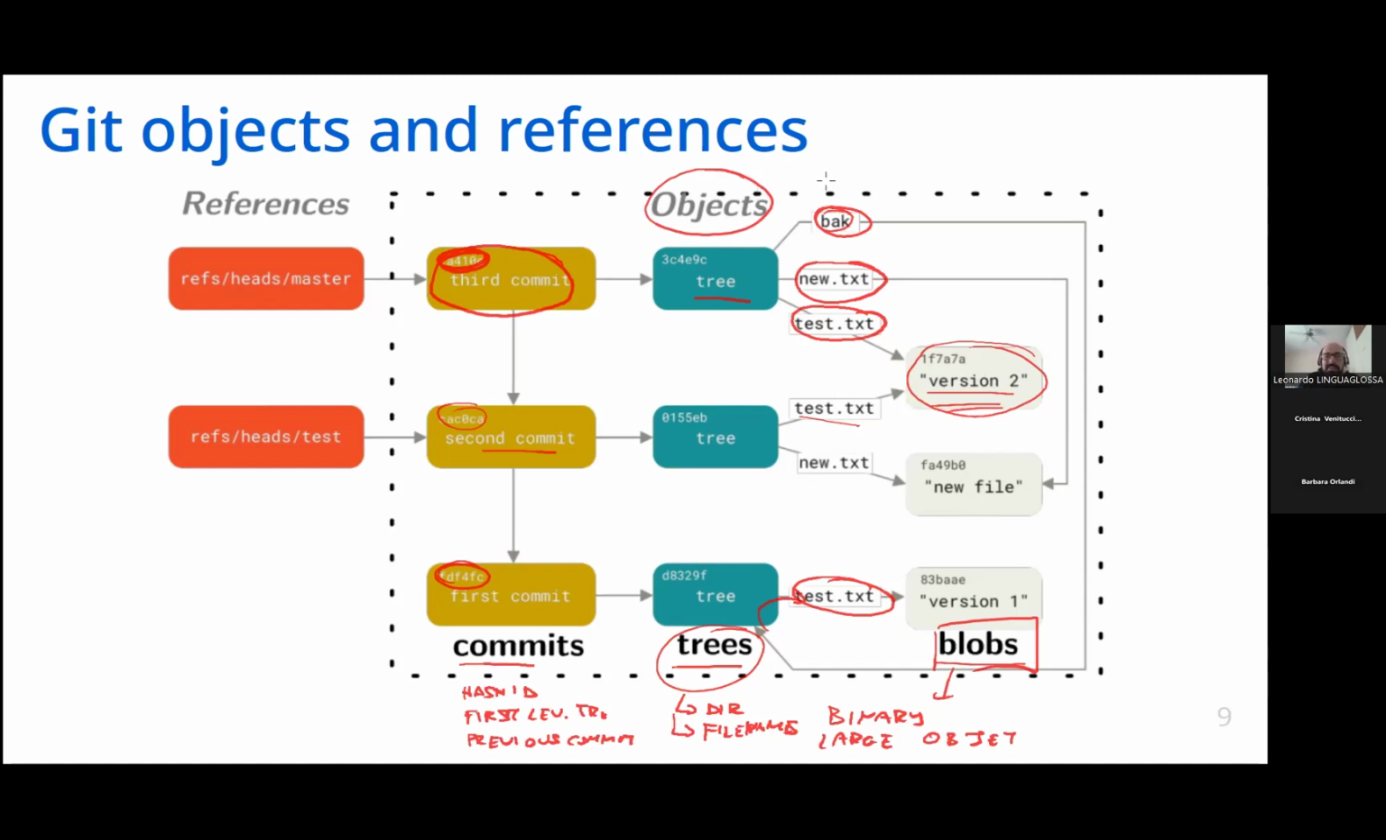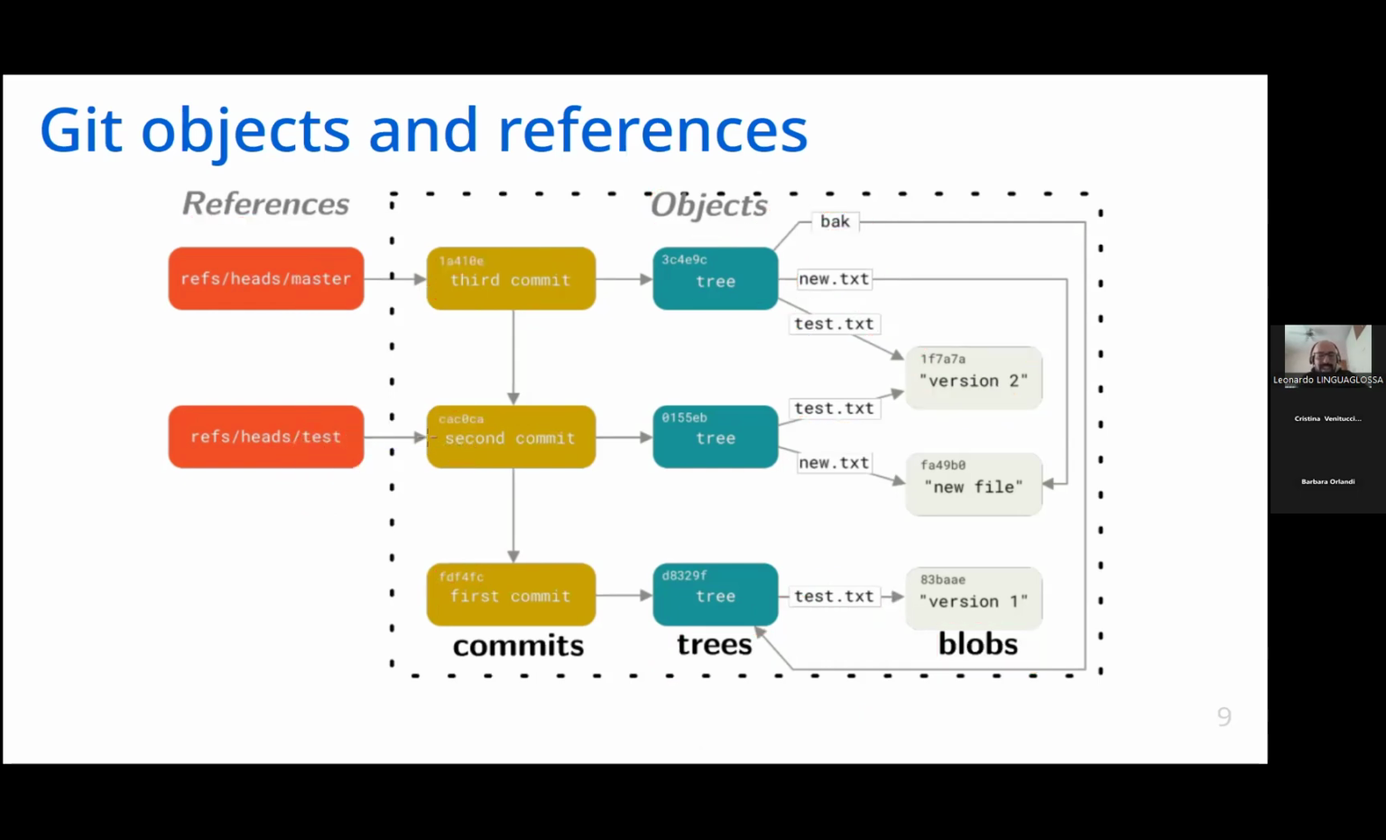Of course, we need some way to facilitate interaction with Git, and for that we use references. A reference is a pointer to a specific commit. Here we can see that there is a master reference that is pointing to the third commit, and a test reference that is pointing to the second commit. So Git interacts with files by using references, and it tracks the modifications of files using commits, trees, and blobs.